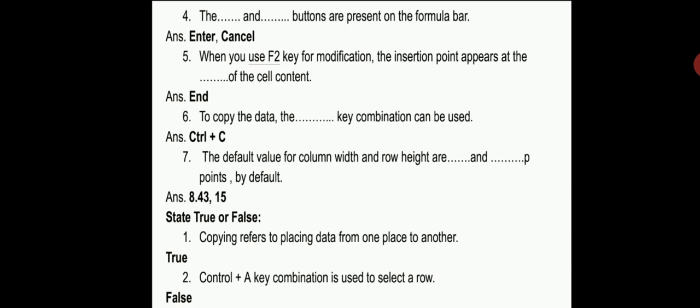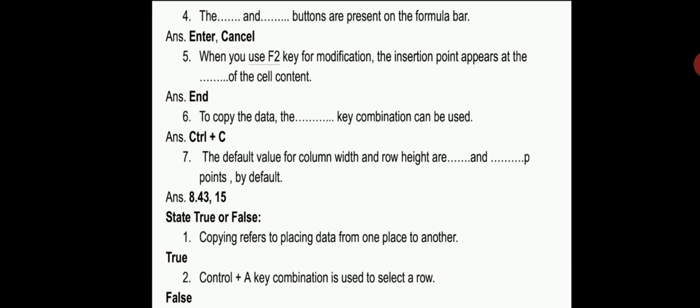Sixth, to copy the data, the dash key combination can be used. It's Control plus C. Seventh and the last one, the default values for column width and row height are dash and dash points by default. It's 8.43 and 15. Now move to the true or false.